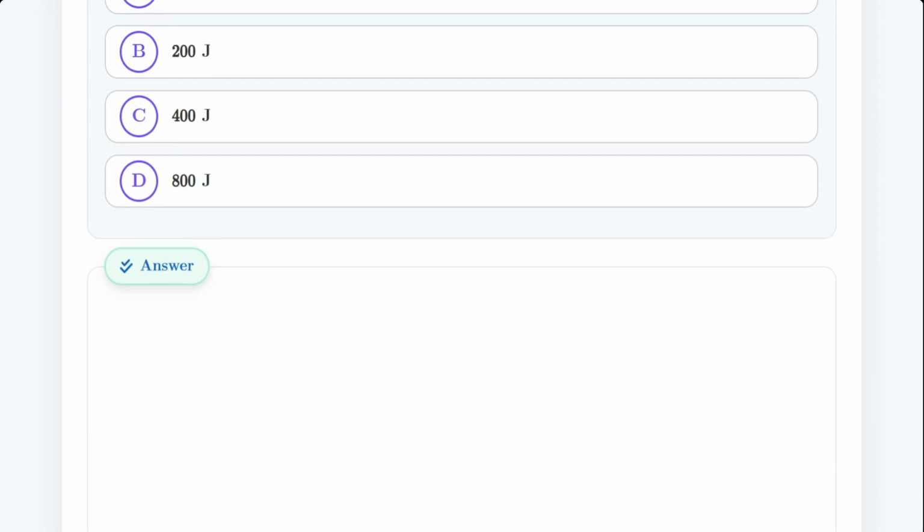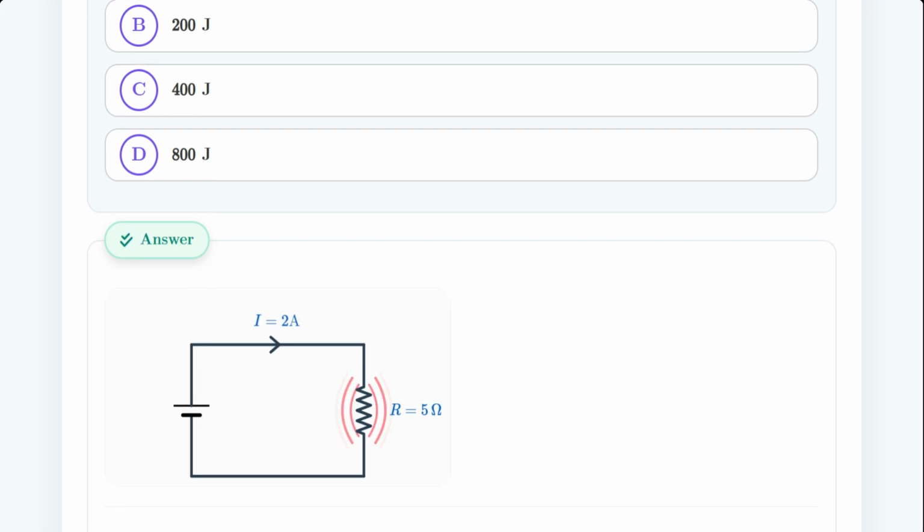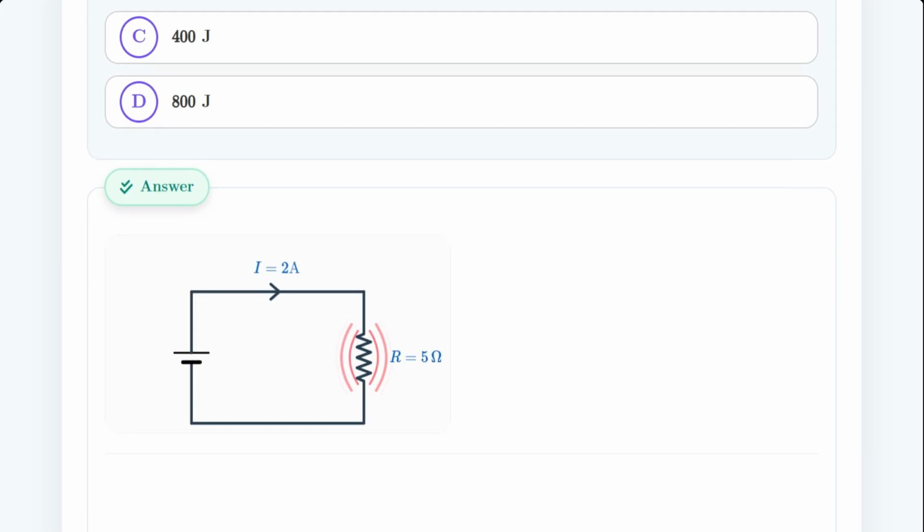Let's analyze the circuit and find the answer step by step. When current flows through the resistor, electrical energy is converted into heat energy. This is the heating effect of electric current.